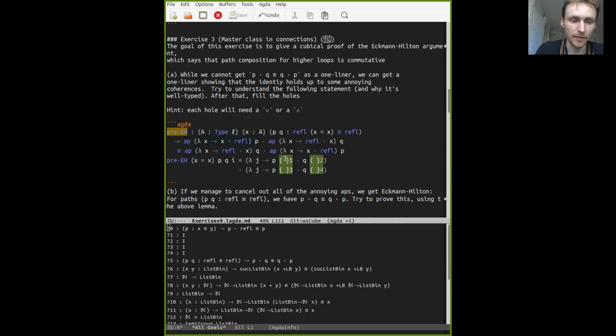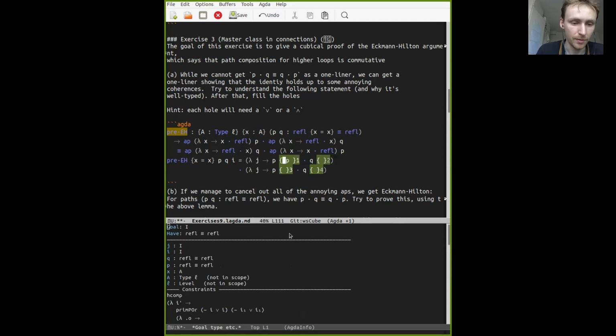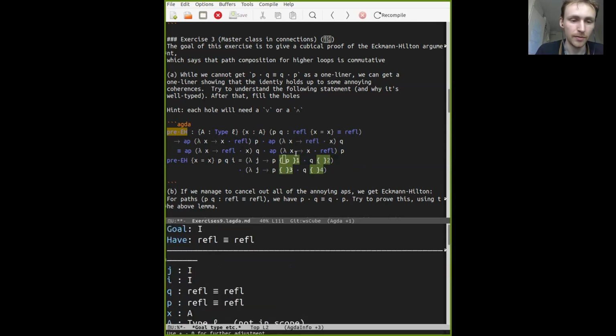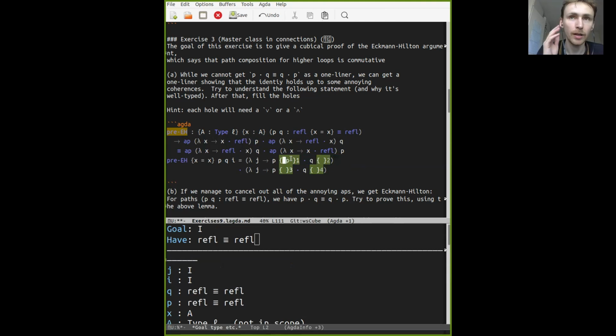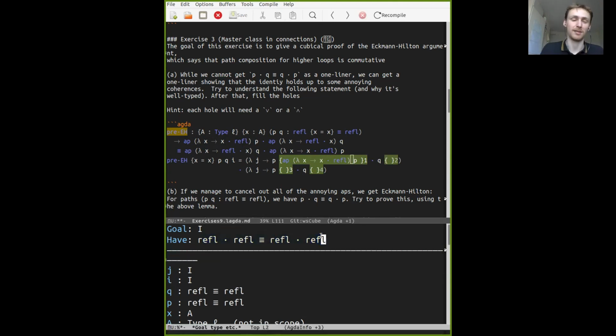Okay, so let's just look at these terms before we start. So I have a hole here. Just ignore all the other stuff. Let's paste this in. So P, what is P? Well, that's a path from REFL to REFL. If you have a path from REFL to REFL, you should be able to apply composition with REFL to both sides, right? To get a path from REFL composed with REFL to REFL composed with REFL. So that's what this does. It says app lambda x, x composed with REFL. So if I apply this to P, I get a path from REFL composed with REFL to REFL composed with REFL.